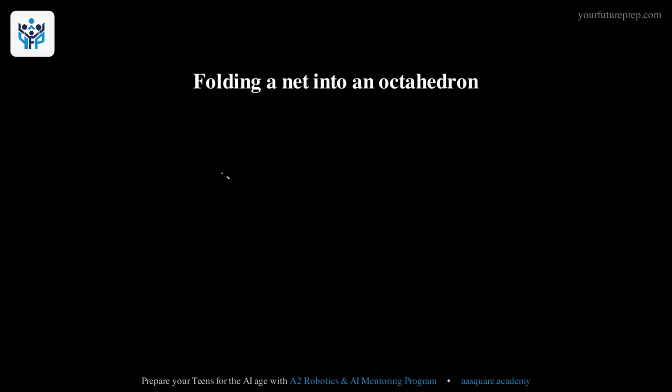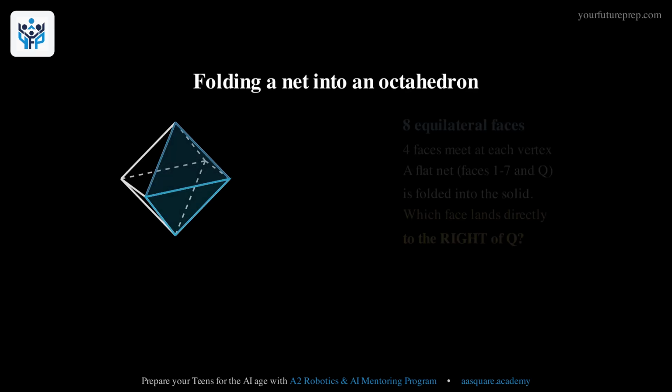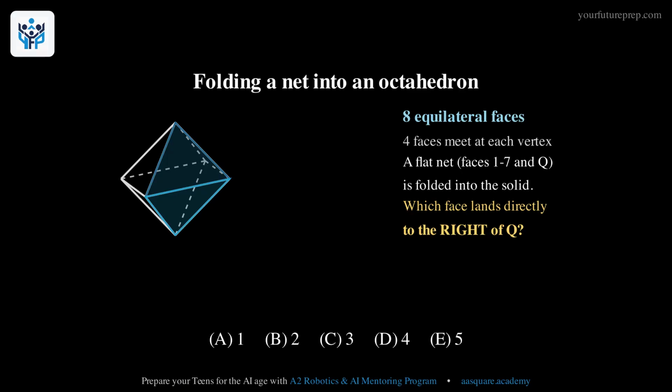A regular octahedron has 8 equilateral triangle faces, with 4 faces meeting at each vertex. Jun folds a flat paper net into the octahedron. The net's faces are numbered 1 through 7, plus a face labeled Q. When the net is folded up, which numbered face ends up directly to the right of face Q?